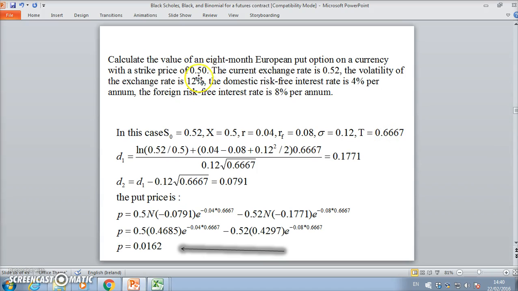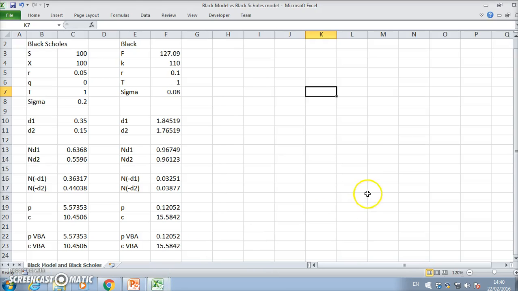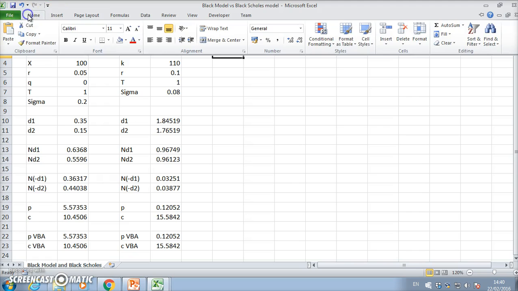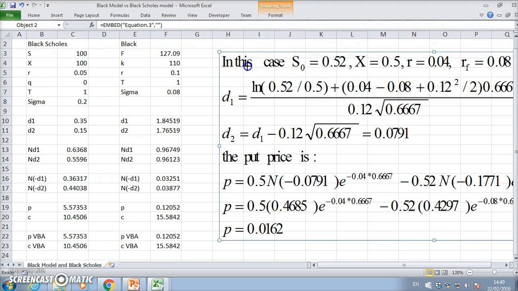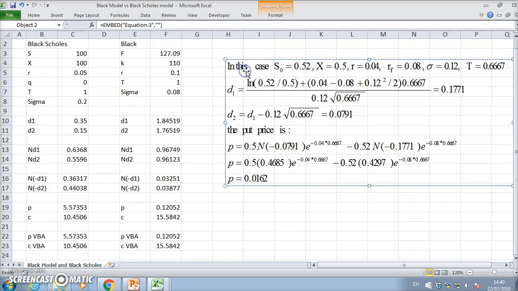So 8 months is T equal to 0.6667. Okay, and if we work through the detail, d1, d2, and then apply the Black-Scholes formula, we get a value of 0.0162. Okay, so let's take this example for a moment and plug into some workings that I already have, and I'll just paste in the detail just to give us an overview of what's going on.